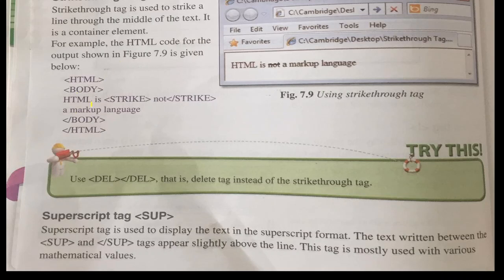So as you can see here, a strike tag. It is used to strike a line through the middle of the text. So it is a container element. So you can see here, there is a strike. We make the word not strike. You can see the word not became strike. There is a line at the middle. This is the use of the strike tag. You put the word not.